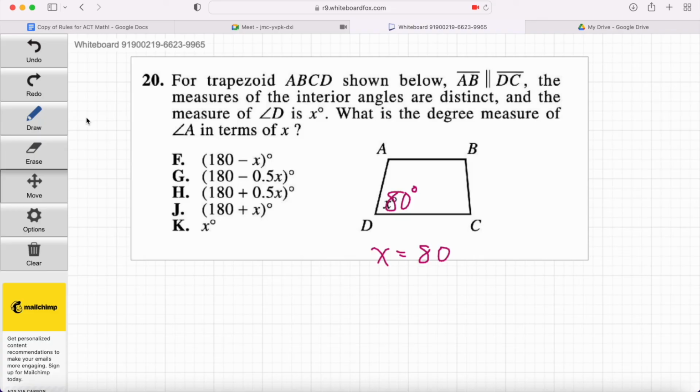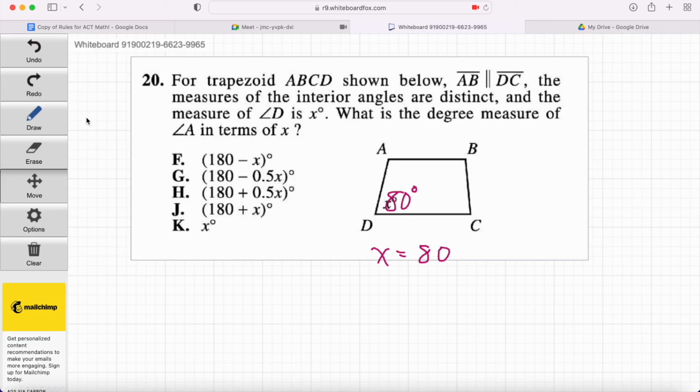What about G? So, 80 times 0.5. Sorry, I'm yawning. You're good, a yawn is just a deep breath. So that would be 140, right? 0.5 times 80 is 40, so 180 minus 40. Does A look like it could be 140? Probably not. 140 is just too big. Get rid of G.